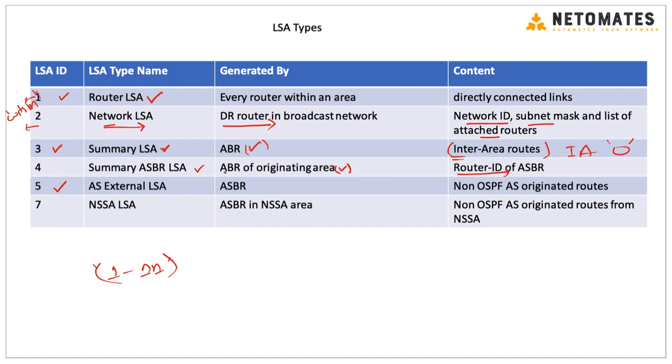And type 5 is generated by the ASBR, and it uses this AS external LSA to mention what external networks it is advertising into the OSPF topology. So the ASBR generates this. And type 7 is also similar to type 5, but it is applicable to NSSA area types. We will discuss what NSSA is and what the other area types are, and we will discuss this particular LSA in the next class. But for now, remember that it is similar to type 5.